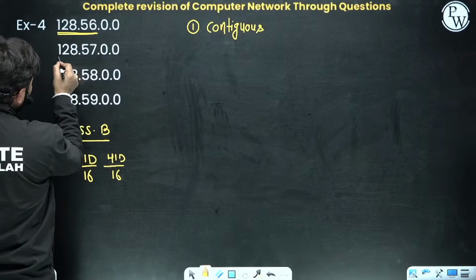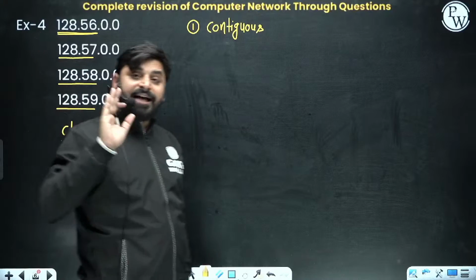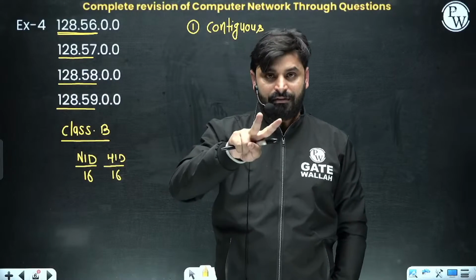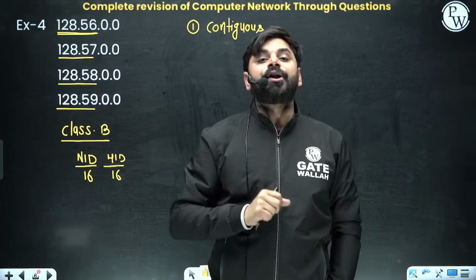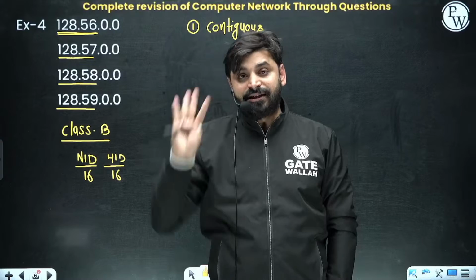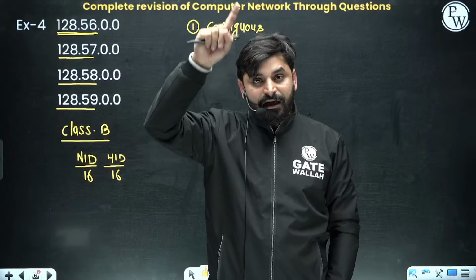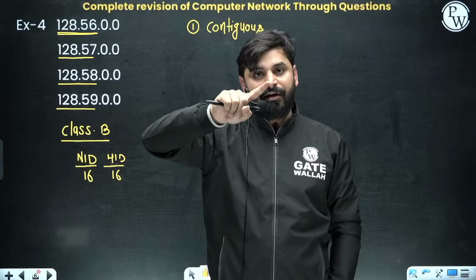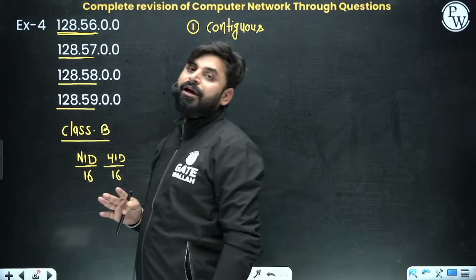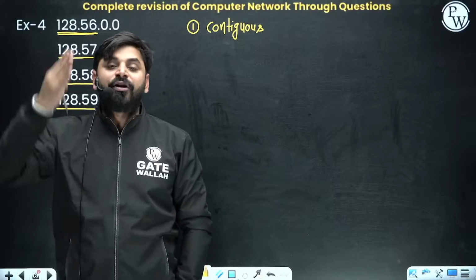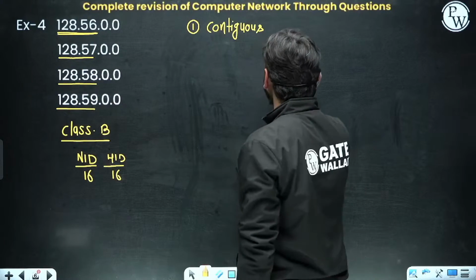128.56, 128.57, 128.58, 128.59. Whenever there is a class B network, we have to focus on the first 2 octets, and we have to check the second octet for continuity. If we have class C, we have to focus on the first 3 octets, and check the third octet for continuity. So it is class B, so we focus only on the first 2 octets, and for continuity, the second octet: 56, 57, 58, 59. Yes, correct. True.